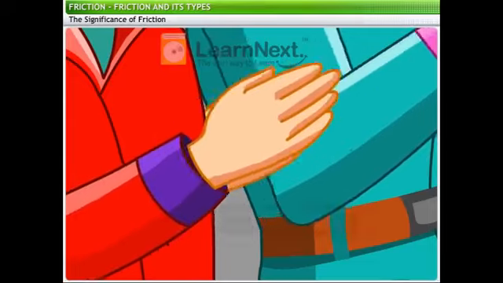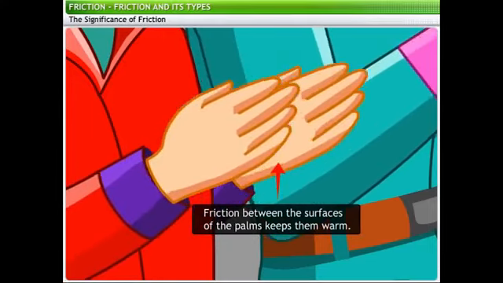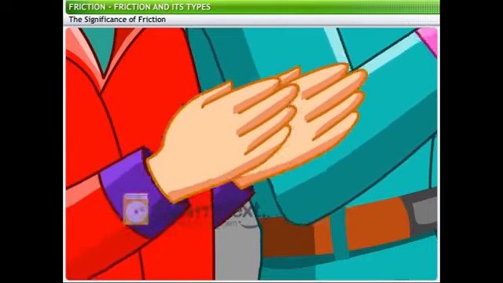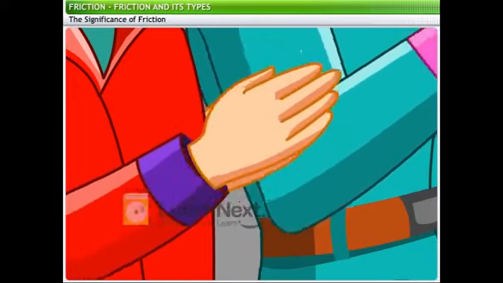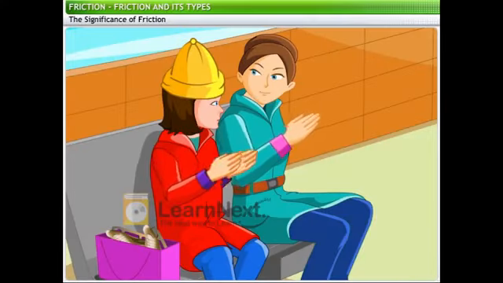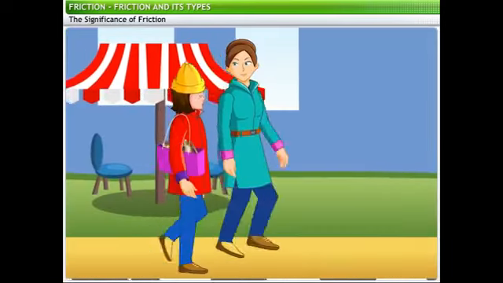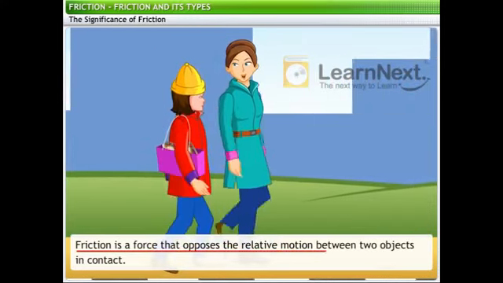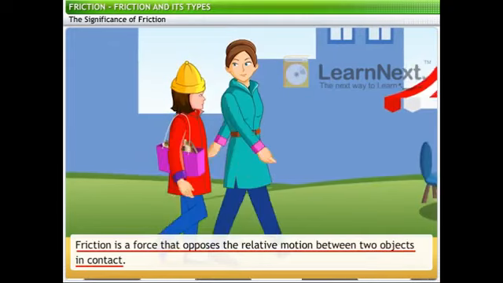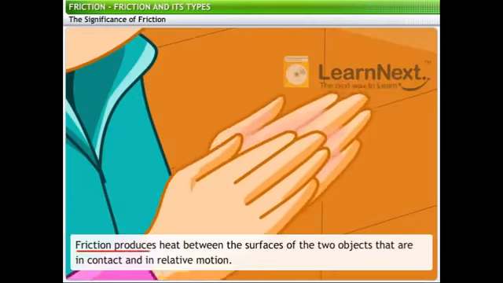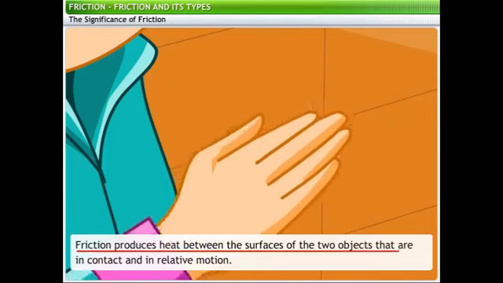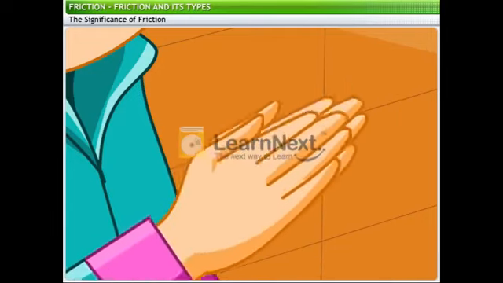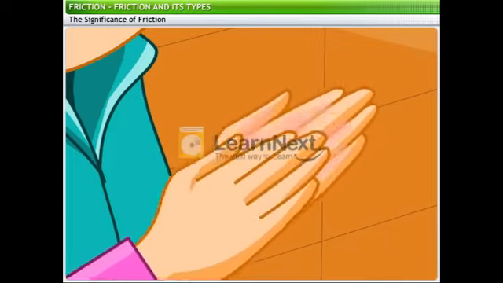When you rub your palms together, there is friction between the surfaces of your palms. That gives them warmth. I had the impression that friction was a bad thing. It depends on the circumstances. Meaning? See, basically, friction is a force that opposes the relative motion between two objects in contact. This friction produces heat between the surfaces of the two objects that are in contact and in relative motion. That's why you feel warmer when you rub your hands together.